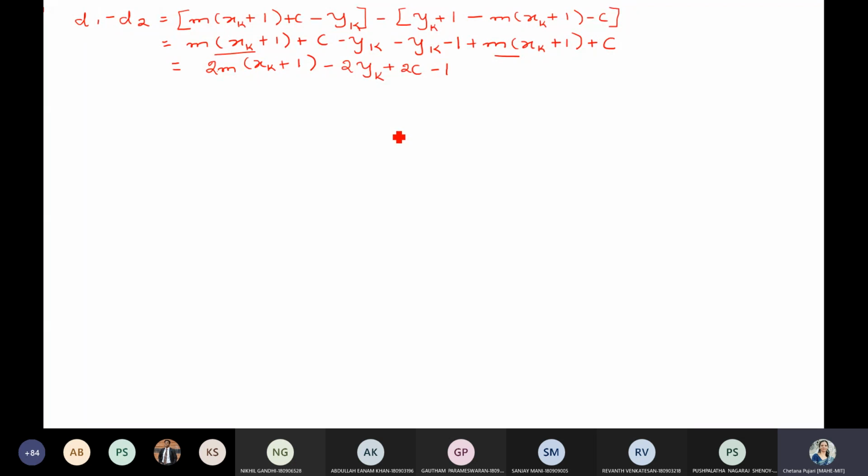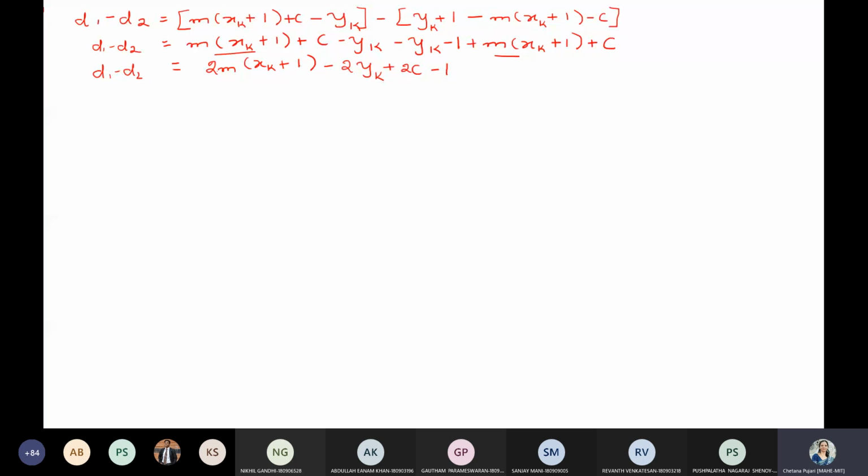Nothing we did. We just substituted y with this, and we have just removed the brackets and this minus you multiplied it inside, so it will become minus. This is minus, minus plus, and minus minus is again plus. We got this. Is it clear? This is d1 minus d2.